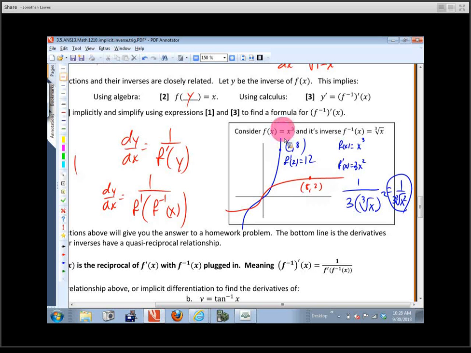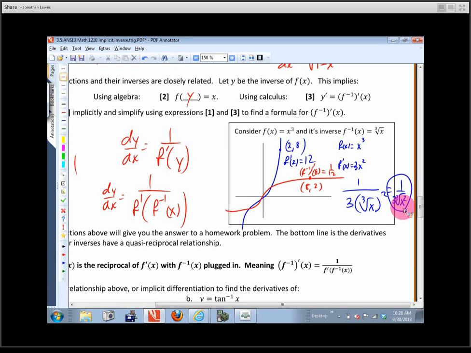Now, if this has a slope of 12, you want to take a guess at what the slope is right here? 1/12. Okay, so we're going to guess that the slope right here, f inverse prime, but wait just a second. You don't get to plug in a 2, do you? It's not that the derivative at 2 on the original function corresponds to the derivative at 2 on the inverse function. What should this be right here? Should be an 8. Okay? And what should it equal? It should equal the reciprocal, which is 1/12.